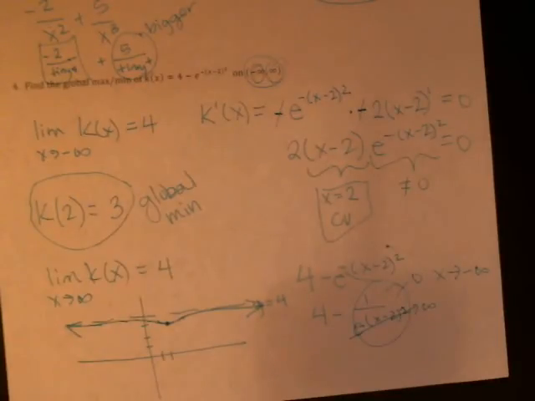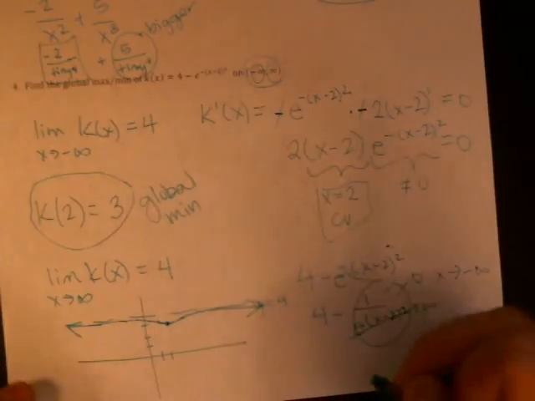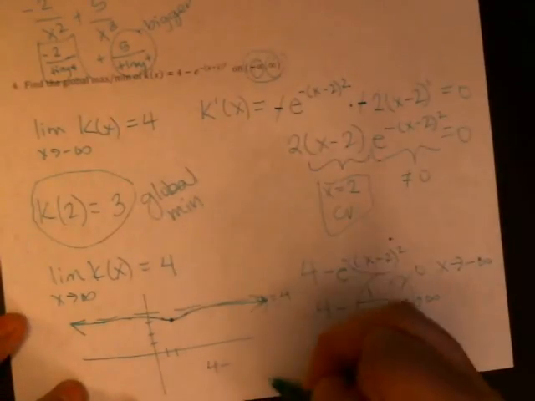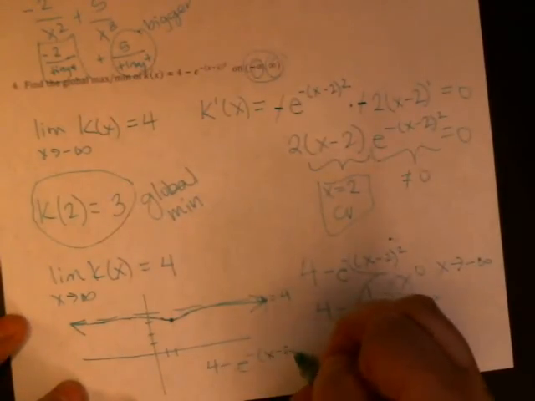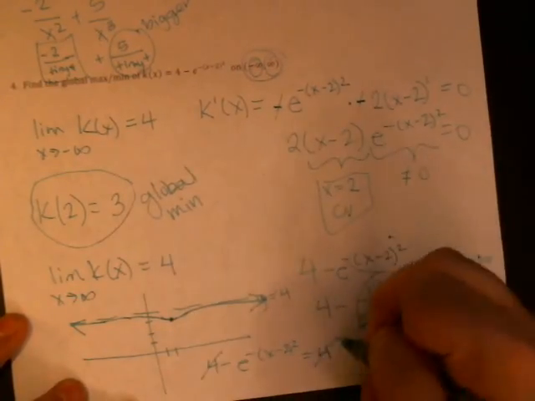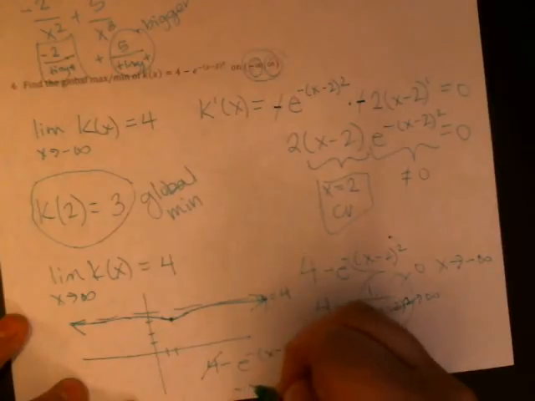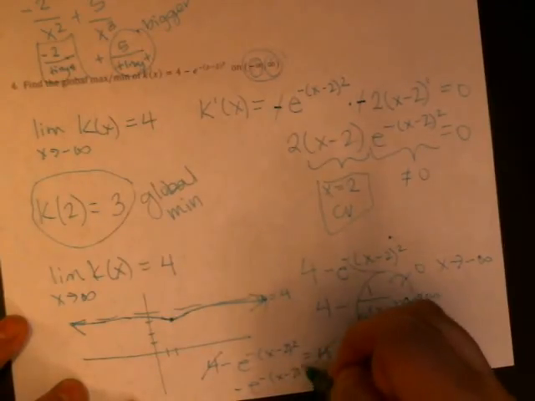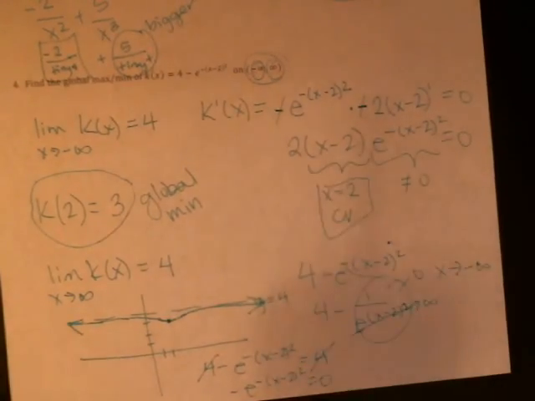And you can tell that algebraically. You don't have to just believe my picture. If we take this 4 minus e to the negative x minus 2 squared and set it equal to 4, we can subtract the 4s off, and we get negative e to the negative x minus 2 squared equals 0. And exponential functions never give you 0. They have limit behavior. They get close to 0, but they never actually hit it. So no global max.